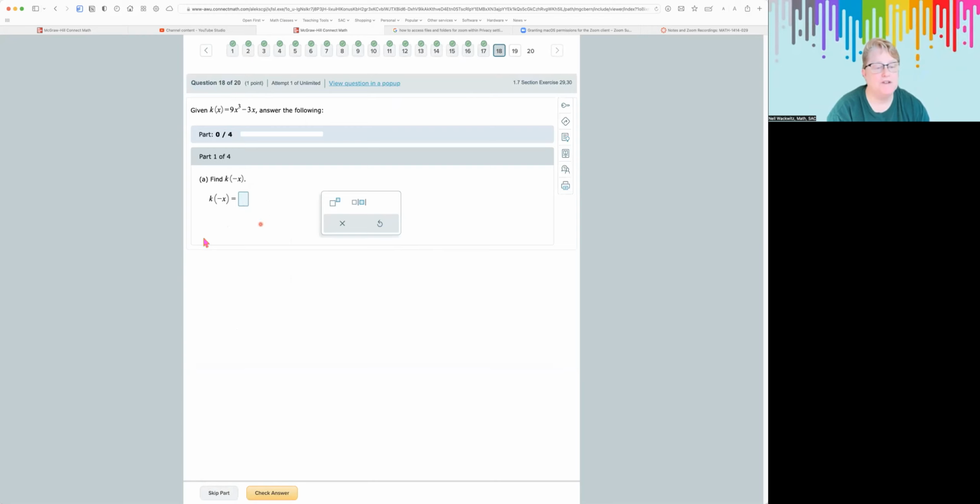Now we're actually getting to do the algebra. So I've got 9 times. Oh, I guess I don't get to do the steps. Okay, so I'm actually going to change my share and do this on paper. So I've got k of x is equal to 9x cubed minus 3x, and I want to find k of negative x. Because this is really important and it's not trivial. So we're going to share the other camera.